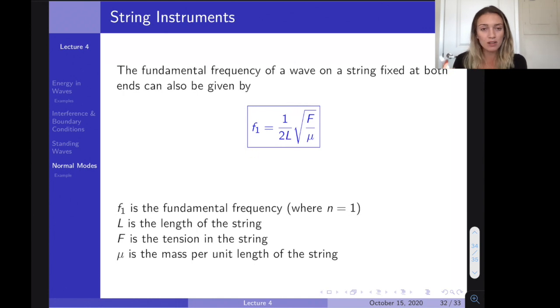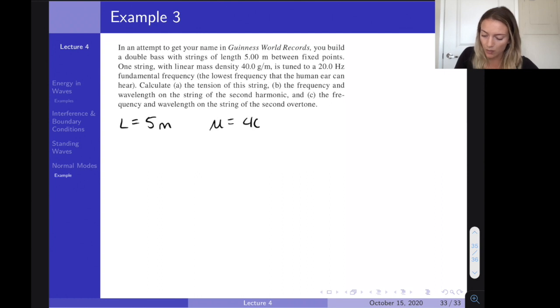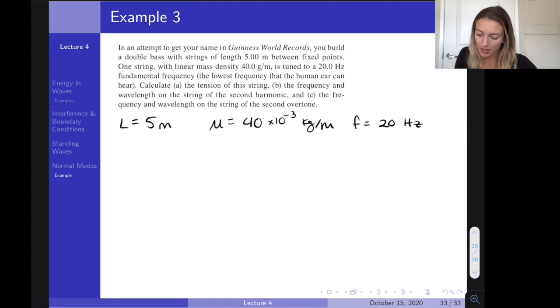Okay, so now we have all of these equations. So let's do one more example. We build a double bass with strings of length 5 meters. So our string length is 5 meters between fixed points, on a string with linear mass density of 40 grams per meter, which is 40 times 10 to the negative 3 kilograms per meter. And the frequency is 20 hertz. We want to calculate the tension in this string. So we know the fundamental frequency, we know the length, so we can figure out the tension, right?